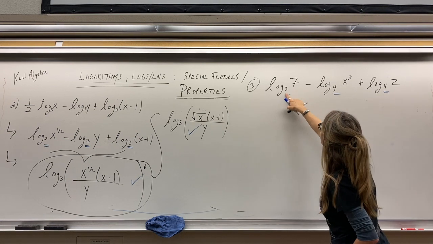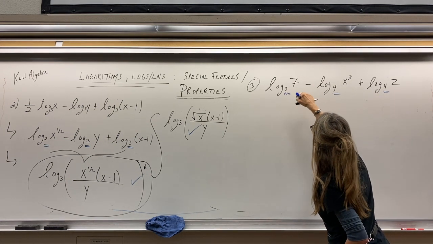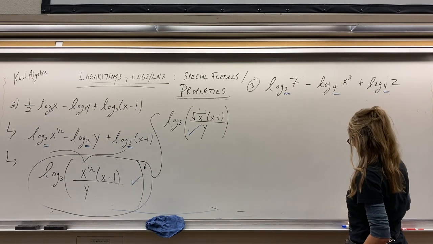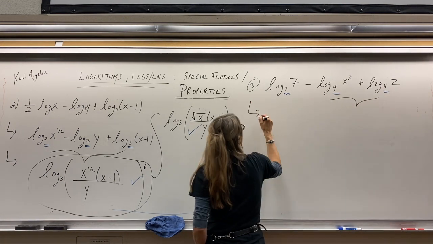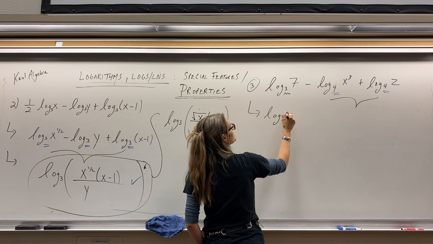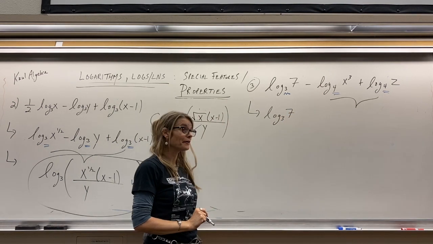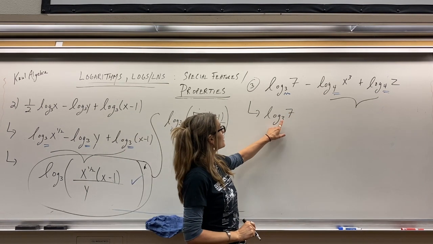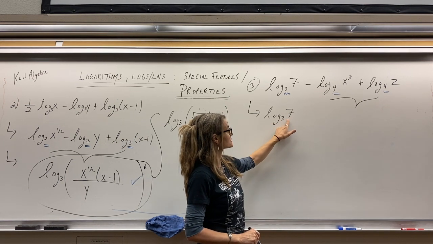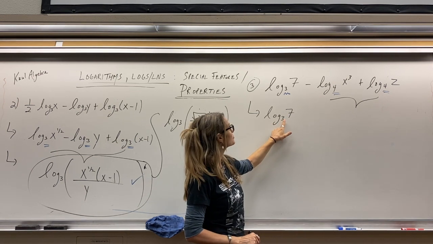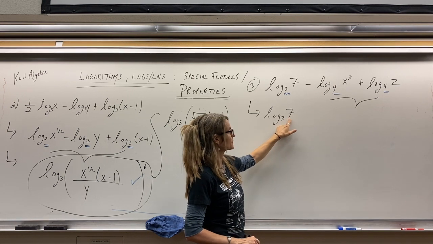Okay. So this is different than these two bases. So I can only combine these two, and this one just tags along. Log base 3 of 7 is a number value. It's going to be 3 to the first power is 3, 3 to the second power is 9, so it's going to be 1 point something to make that 7.